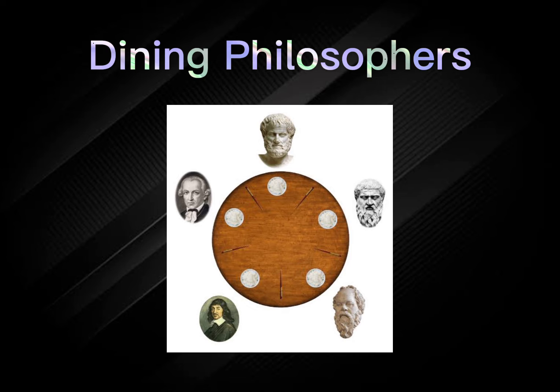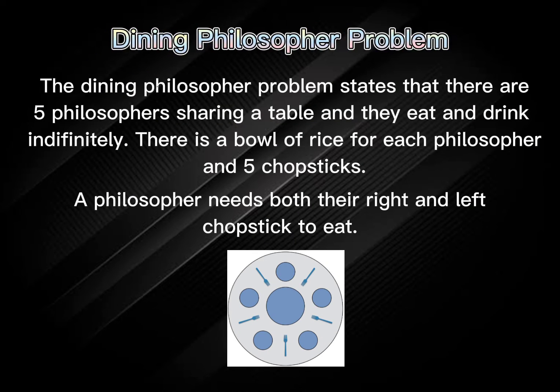Dining philosophers is a classic operating system problem that's usually stated in very non-OS terms. The dining philosophers problem states that there are five philosophers sharing a table and they eat indefinitely. There is a bowl of rice for each philosopher and five chopsticks. A philosopher needs both their right and left chopstick to eat.